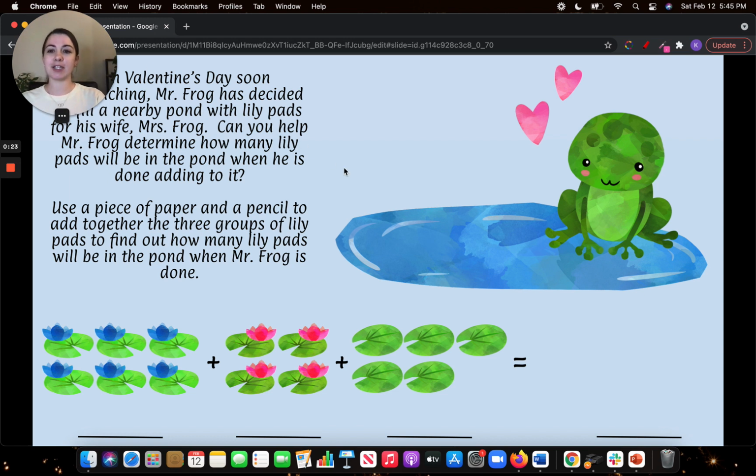With Valentine's Day soon approaching, Mr. Frog has decided to fill a nearby pond with lily pads for his wife, Mrs. Frog. Can you help Mr. Frog determine how many lily pads will be in the pond when he is done adding to it? Use a piece of paper and a pencil to add together the three groups of lily pads to find out how many lily pads will be in the pond when Mr. Frog is done.